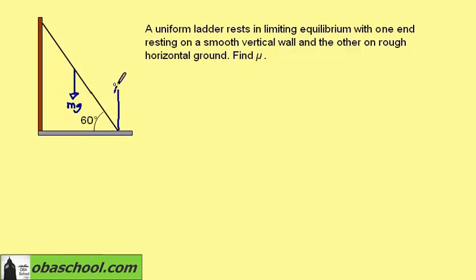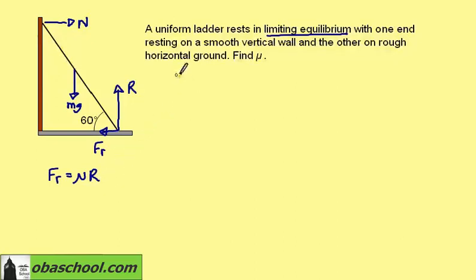There will be a reaction with the ground, which we'll call R. The friction must act in this direction, since if the ladder were going to slide, it would slide in this direction. There'll also be a normal contact force with the wall. We're in limiting equilibrium, so therefore the frictional force must be equal to mu R.